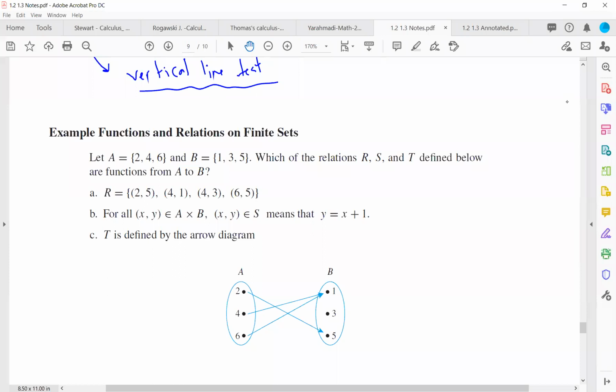The second set is all values x and y such that they follow this linear relation, y is x plus 1. And finally, set C is the set of all elements in A, mapping to set B with this formula: 2 goes to 5, 4 goes to 1, 6 goes to 1. Please pause the video, try to solve this question, then we go over the solution together.